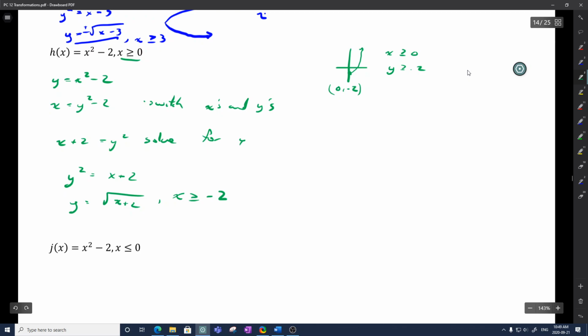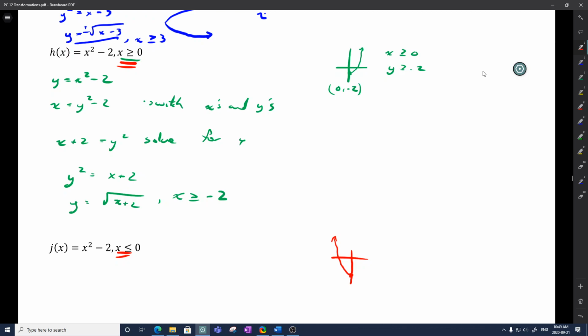What is the difference between h and j? It's all in these restrictions. Now, over here, we have the same type of parabola. If I could draw a straight line. Nope. One day. There we are. It's the same parabola, but the negative arm. And you could do the algebra, and the algebra would be identical to this, right?